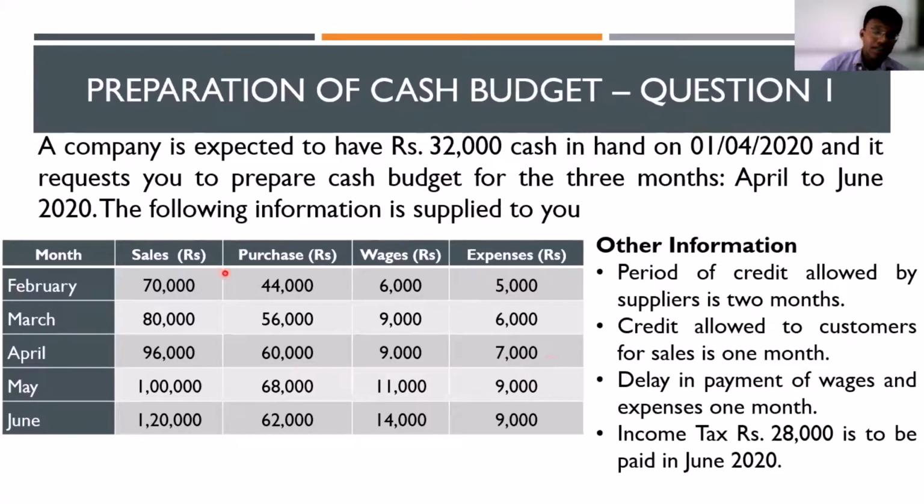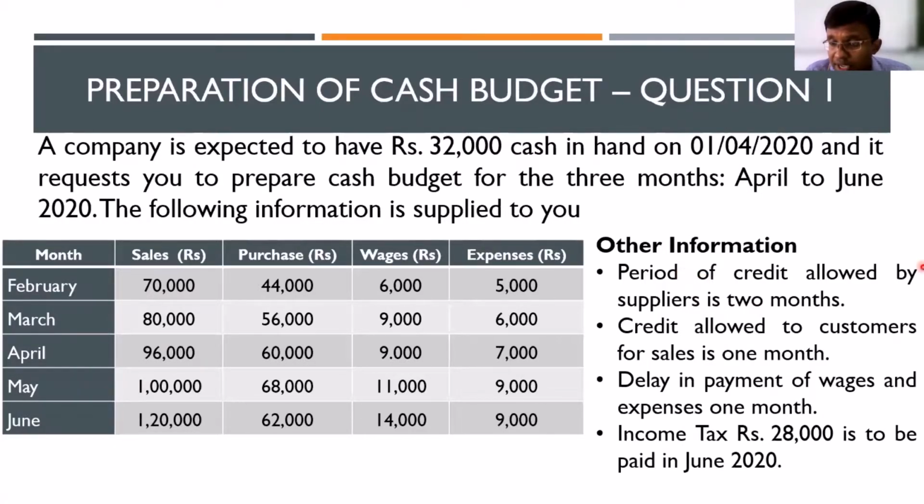Now, in this table, they have given us the outline of our anticipated receipts and anticipated payments. We have to fit this into a cash budget. And when we are fitting this into a cash budget, we also have to take into consideration how exactly these pieces of information relate to us.